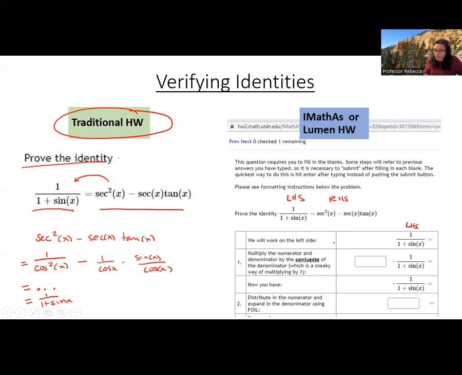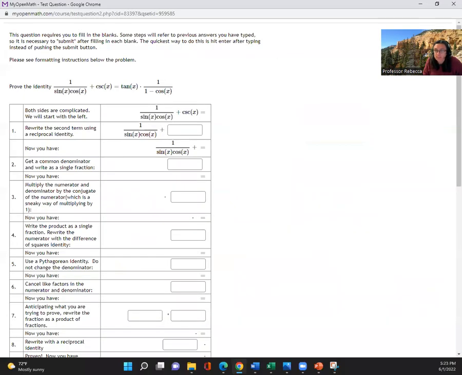Okay, and then, well, actually now probably the best thing to do would be to go in and see how one of these programs works. So that's what we're going to do. There we go. Here is an IMathAS problem. Note that at the top, we're told what we need to prove. And it starts out by telling us that both sides are complicated. So they're just going to pick one and start us on the left.